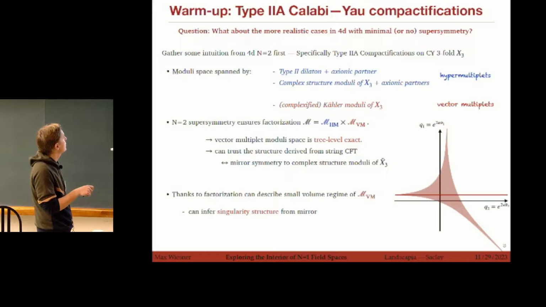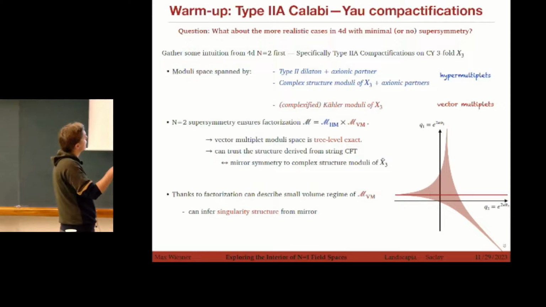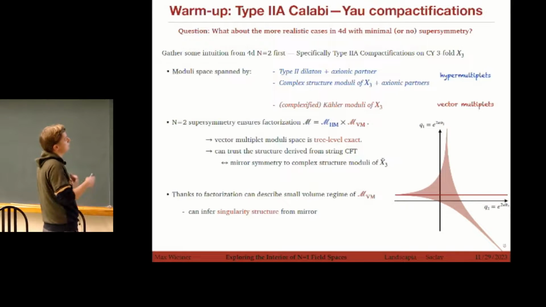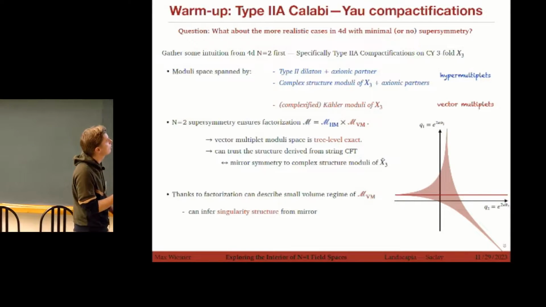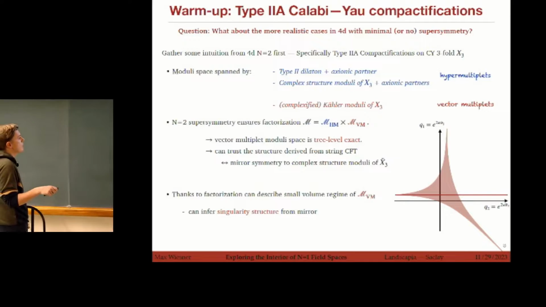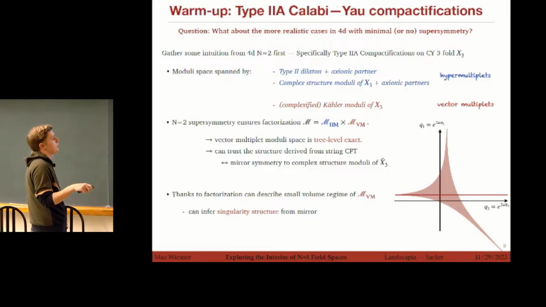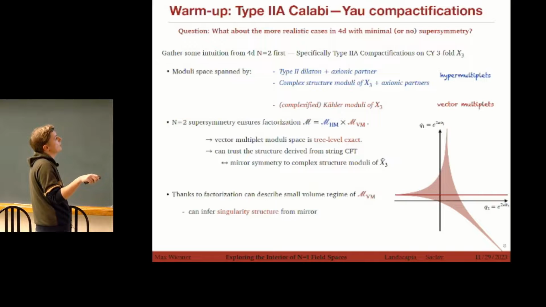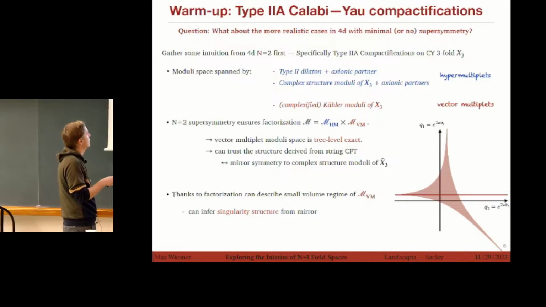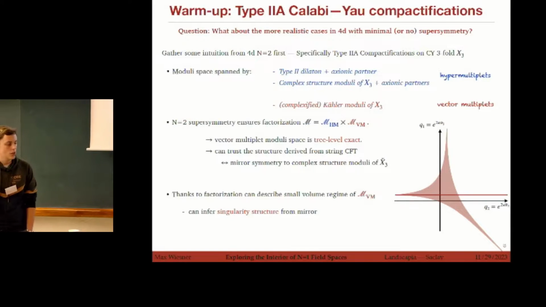So thanks to the factorization, we can also do this map to the mirror symmetric complex structure moduli space of X tilde. This allows us to also describe the small volume regime of the Kähler moduli space of type 2A, which is what we use very often. And we can, for example, infer the singularity structure just from the mirror.